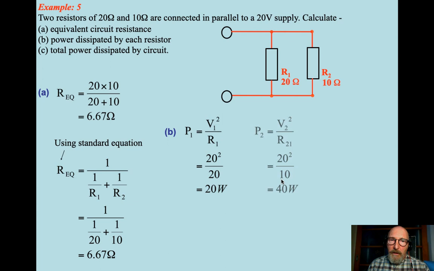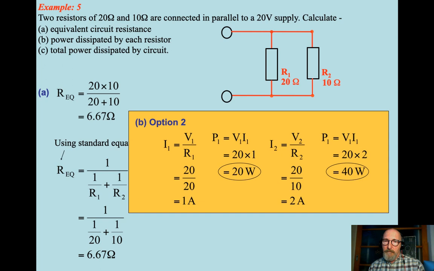And the last part, P2, V squared on R, 20 squared divided by 10, 40 watts. So the total power in the circuit is going to be the sum of those two branch powers. And we could have done it using current. Remember I said V times I, so we've got 20 volts across each component, and one component had 1 ampere going through it, one component had 2 amperes going through it, 20 watts, 40 watts.